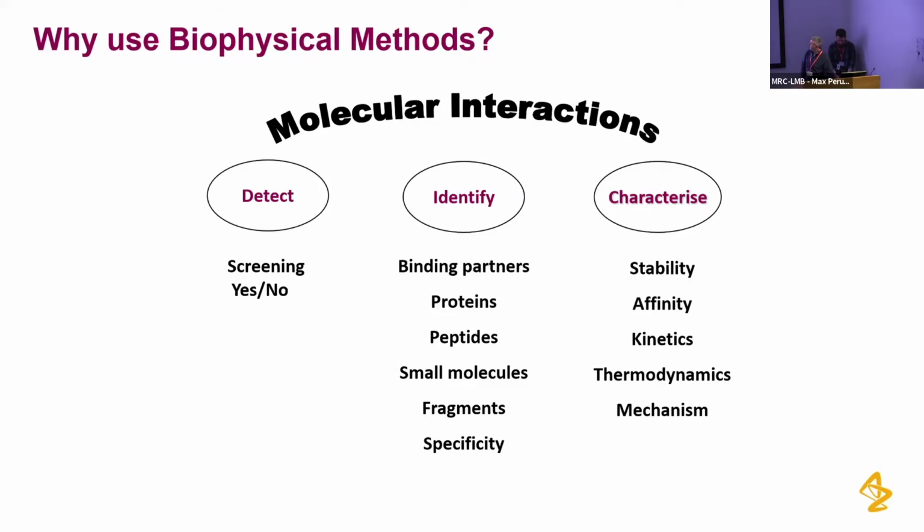And then finally, we can characterize those interactions in more detail in terms of the protein stability itself, the affinity of the binding interaction, and the kinetics of how rapidly our test compound associates and dissociates from the protein. Then we can look at the thermodynamics, the enthalpic and entropic contributions to the binding, and then the mechanism. So understanding whether there are requirements for other ligands or potentially conformational changes that might give us the most preferential binding affinity.